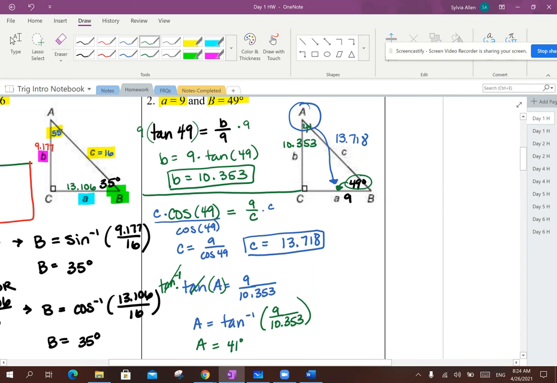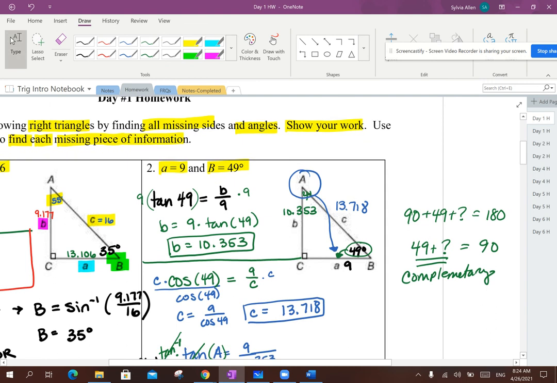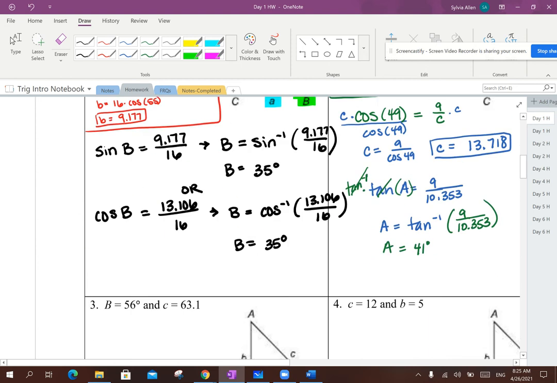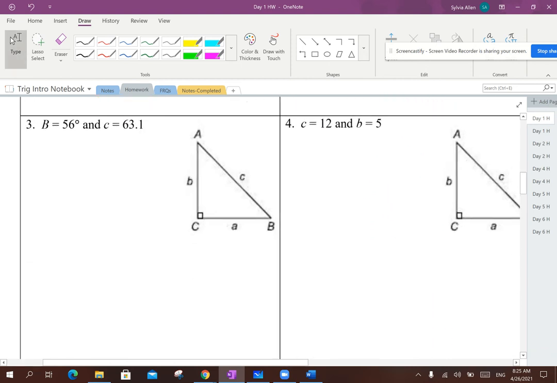And then you would mark that up. Now, you should be able to predict what the answer is going to be because you should know that the other two angles are complementary. So you know that the right angle plus the given angle plus something needs to equal 180, which is why when you subtract 90, you have 49 plus the given angle needs to equal 90, which is why these are complementary. But the directions said to use a trig ratio for each missing piece. All right, so now let's take a look at number 3.